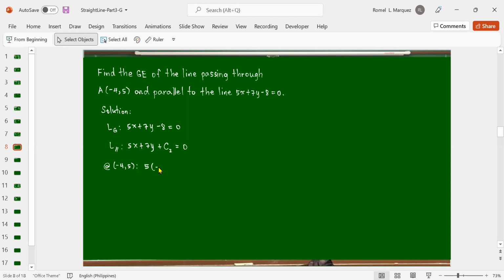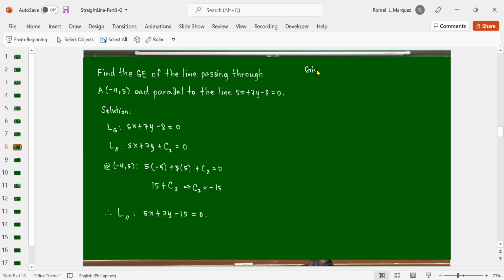We can solve for c sub 2. So 5 times negative 4, plus 7 times 5, plus c sub 2 equals 0. So this is negative 20 plus 35, that is 15, no? Plus c sub 2. So what is c sub 2, guys? Negative 15. Therefore, the line that we are looking for, parallel to the given line, is 5x plus 7y plus c sub 2, that is negative 15, equal to 0. Okay, guys? Did you understand this, guys?